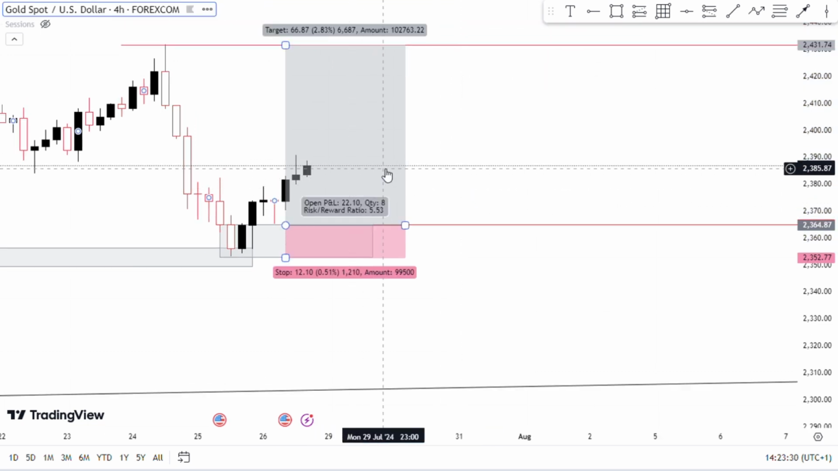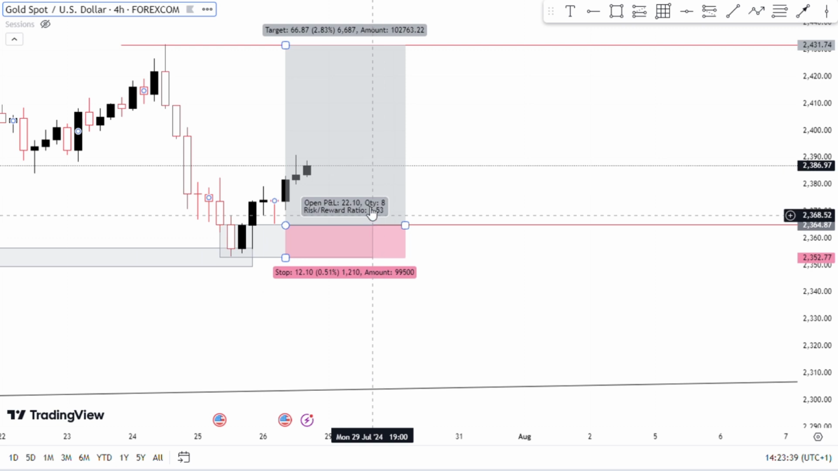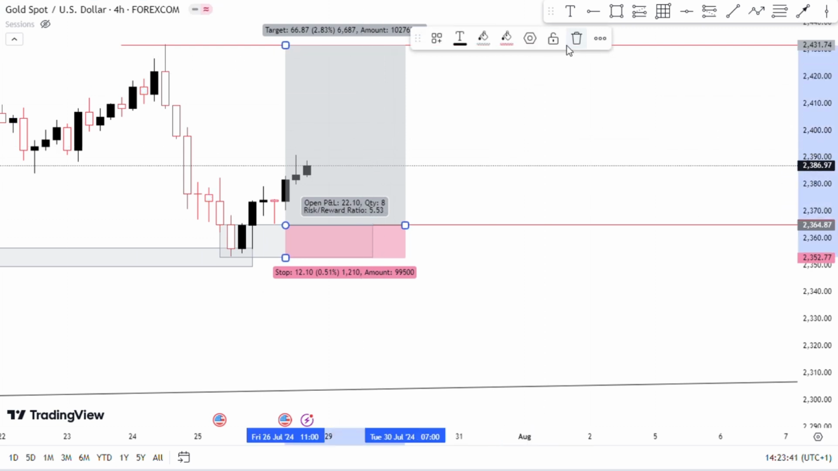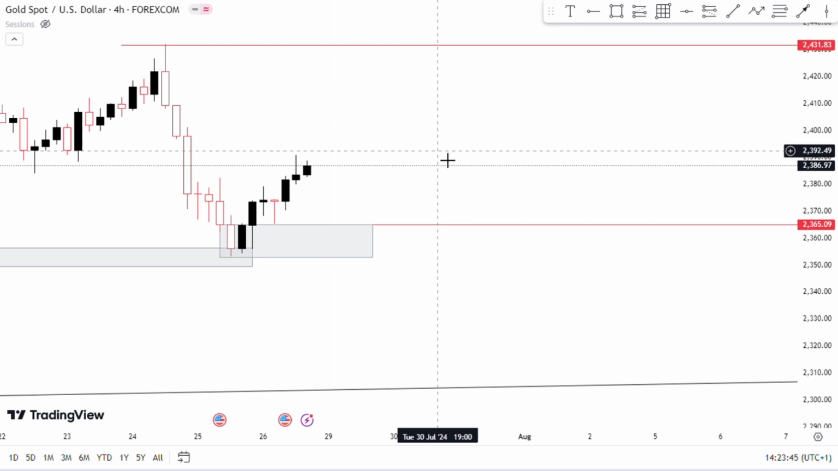But I'm the kind of trader that before I can enter into a trade, the trade has to give me like a 1 to 10. So I can't enter into a trade if it's not giving me like a 1 to 10. So this is 1 to 5. So let's just increase our risk to reward ratio. So let's just go down to a lower time frame. This is the 4-hour time frame. Let's go down to the 3-hour time frame.